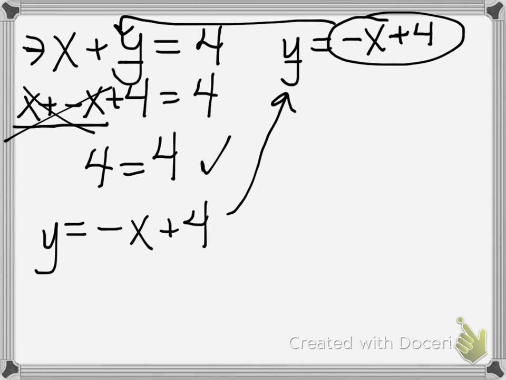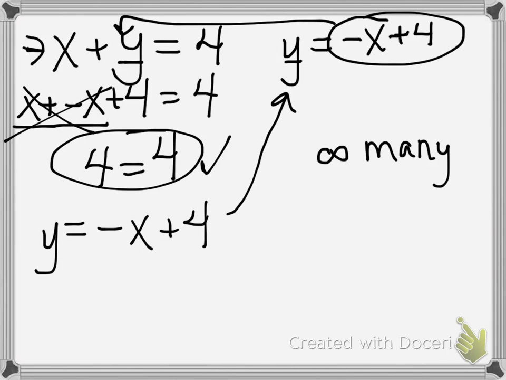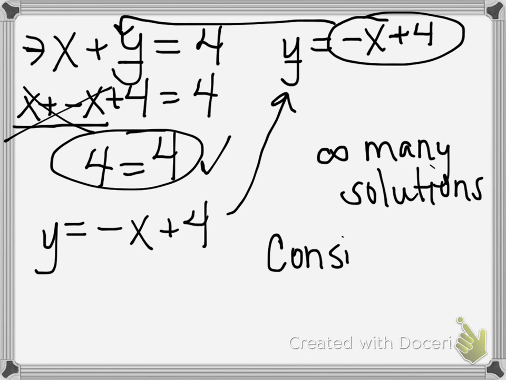But if I didn't know that, let's just say that I came to this conclusion, 4 equals 4. This is true all the time. So that means that there are infinitely many solutions to this set of equations. So when there's infinitely many solutions, that means that they are consistent and dependent. Consistent and dependent.